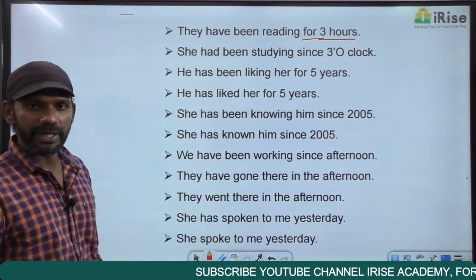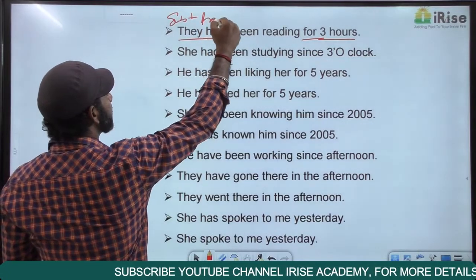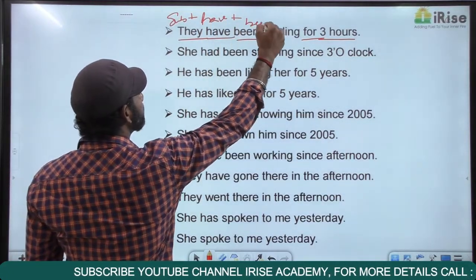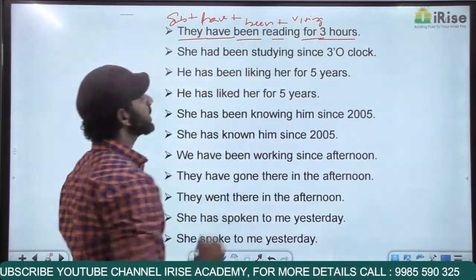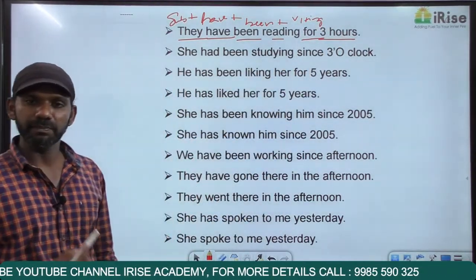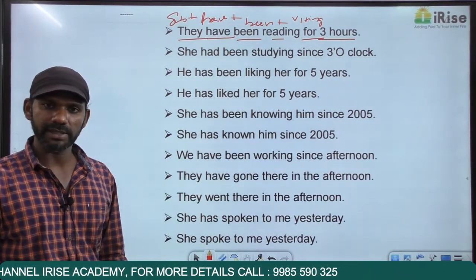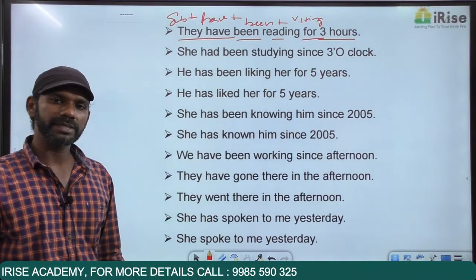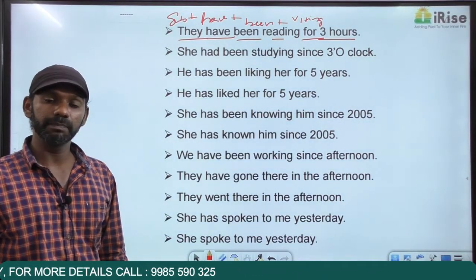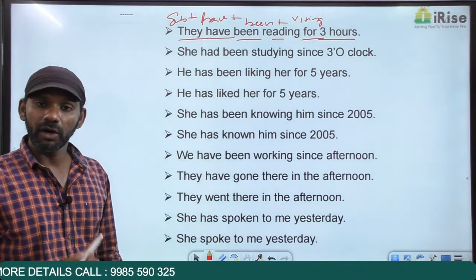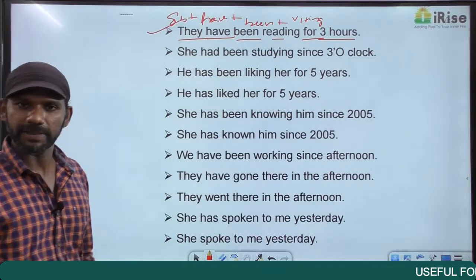They have been reading. The subject here is they plus have plus been plus reading, which is V1 plus ing. Subject plus have plus been plus V1 plus ing is present perfect continuous. Can for appear in present perfect continuous? Yes. For appears in the perfect and perfect continuous categories of all the 3 tenses. So this statement is grammatically correct.